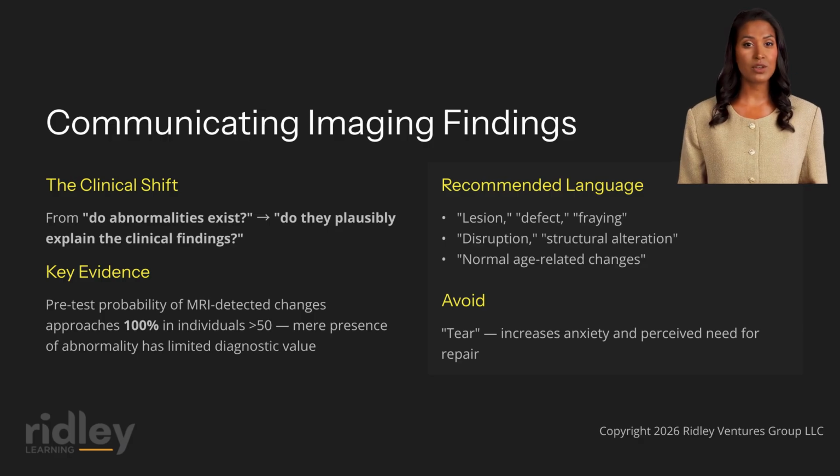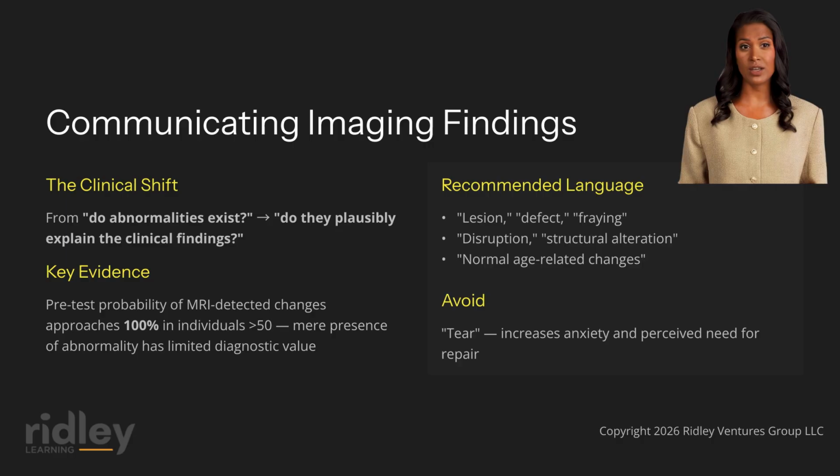The extremely high pretest probability of MRI-detected rotator cuff changes, approaching 100% in individuals over age 50, means that the mere presence of an abnormality has limited diagnostic value. So clinicians should shift from asking whether abnormalities exist to asking whether they plausibly explain the clinical findings.